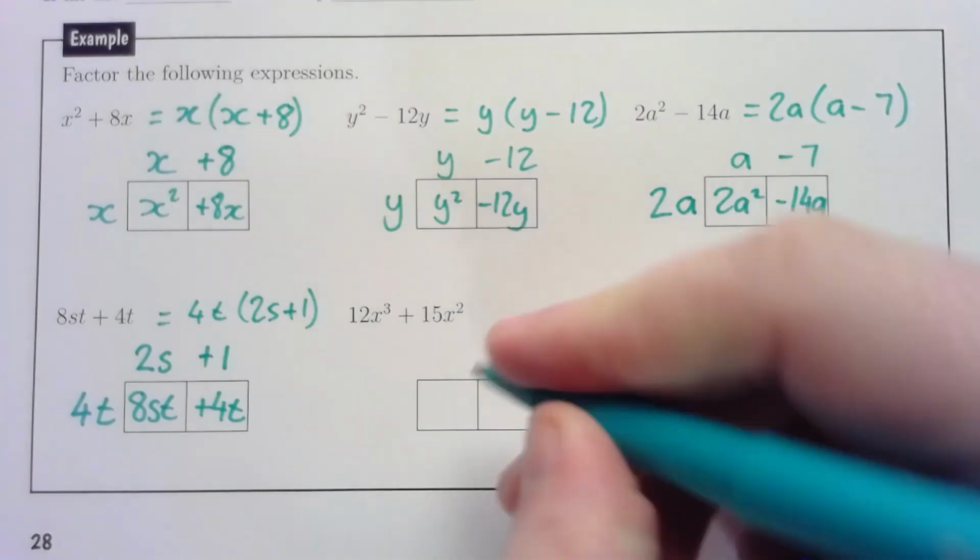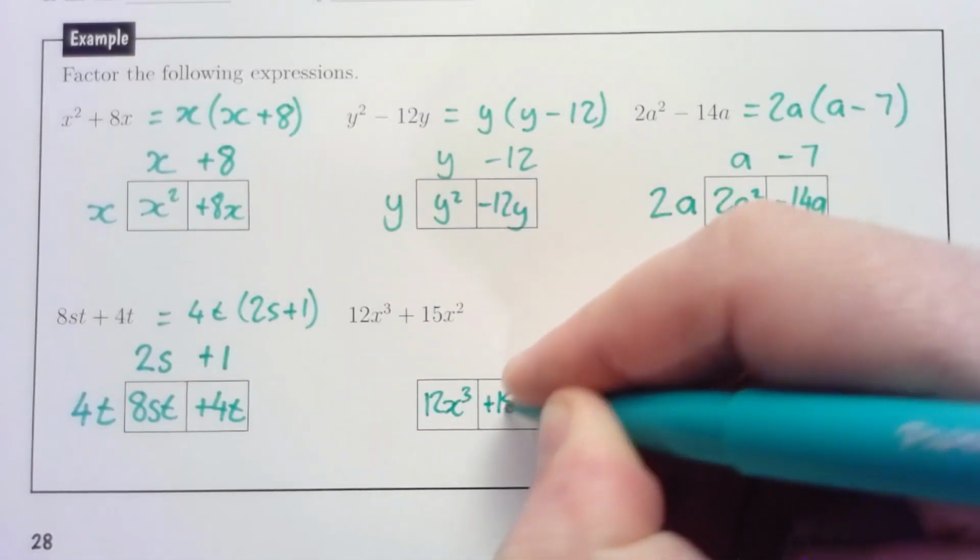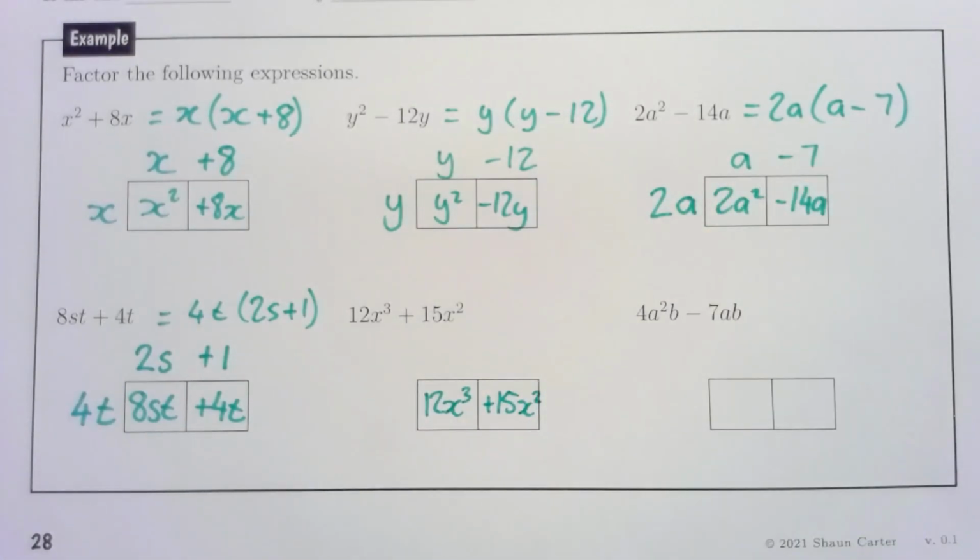For the expression 12x cubed plus 15x squared, our coefficients have the common factor of 3. Now for the variables, both terms have the variable x. But if we think carefully about this, x cubed is actually x times x times x, and x squared is x times x. Both terms have the variable x multiplied at least twice. So we can actually use x squared as our common factor here. So our full common factor is 3x squared.